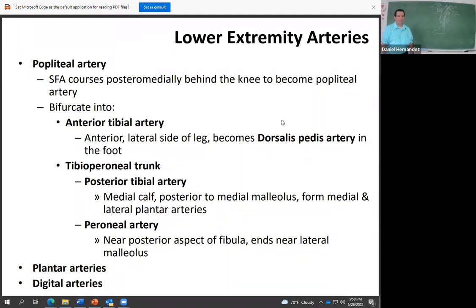So just some anatomical facts for the posterior tibial artery. The posterior tibial artery lies posterior to the medial malleolus and forms the medial and lateral plantar arteries. And it's located in the medial calf. Peroneal artery ends near the lateral malleolus. So medial malleolus is that inner ankle, the inside ankle. Peroneal artery will actually end near the lateral malleolus, so the outside ankle.